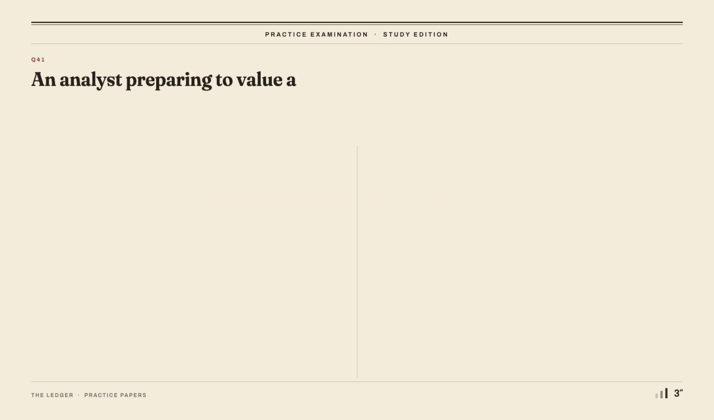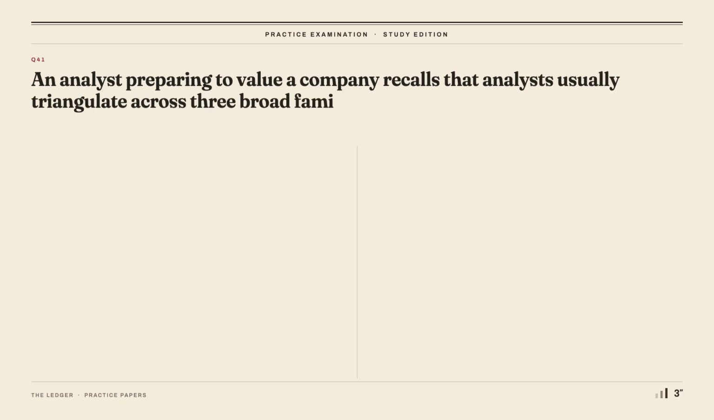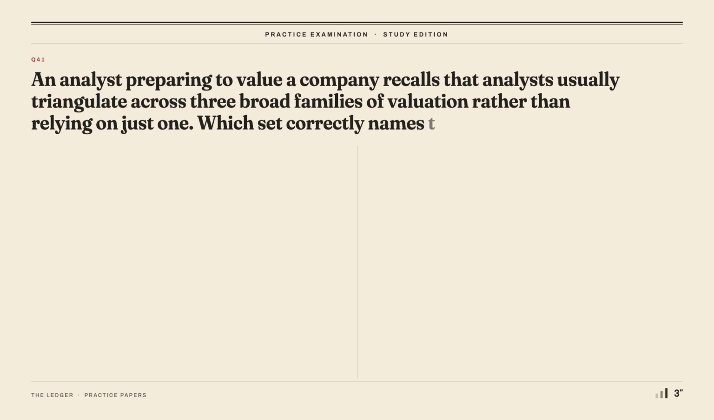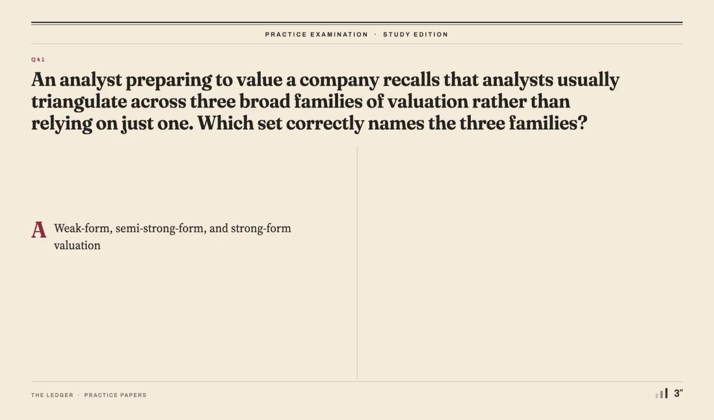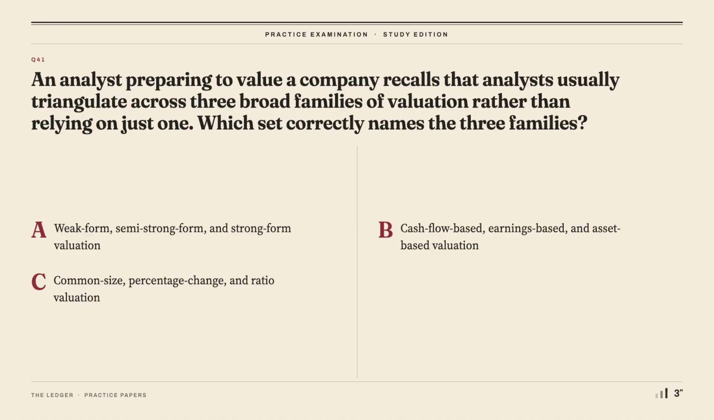Question 41. An analyst preparing to value a company recalls that analysts usually triangulate across three broad families of valuation, rather than relying on just one. Which set correctly names the three families? Your options are A. Weak form, semi-strong form, and strong form valuation. B. Cash flow based, earnings based, and asset based valuation. C. Common size, percentage change, and ratio valuation. D. Rivalry based, entry based, and substitute based valuation. Which one is it? Pause the video if you need more time.